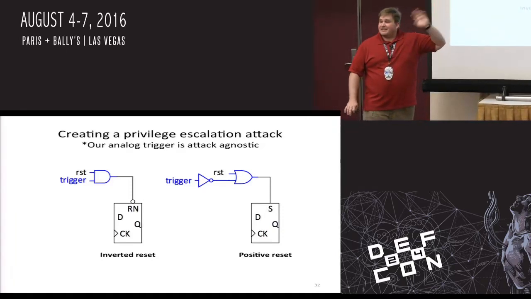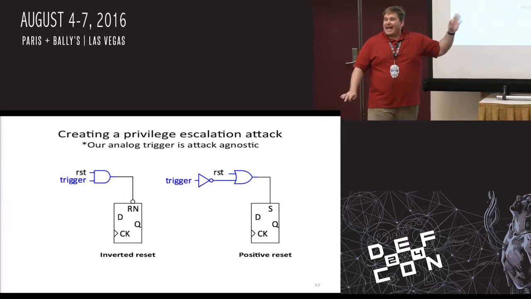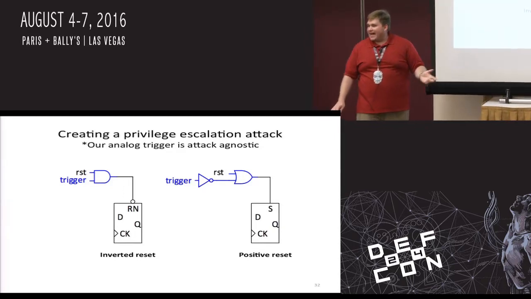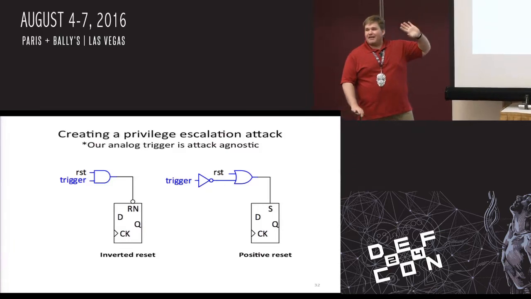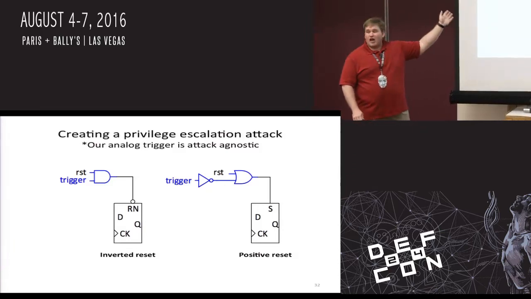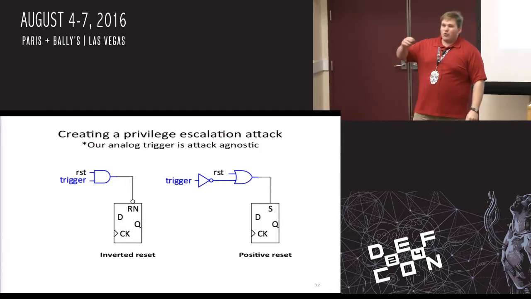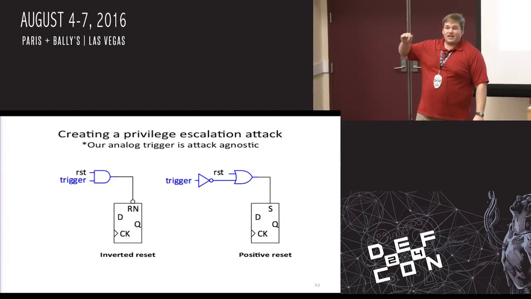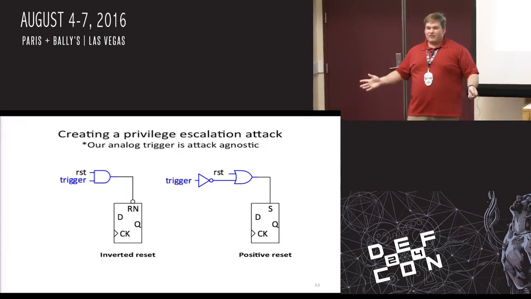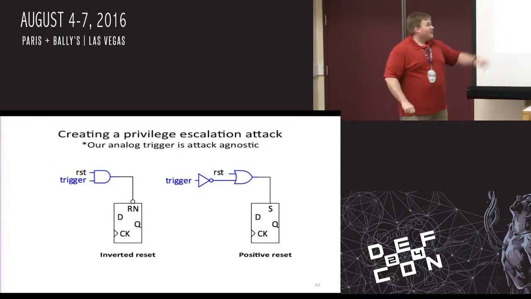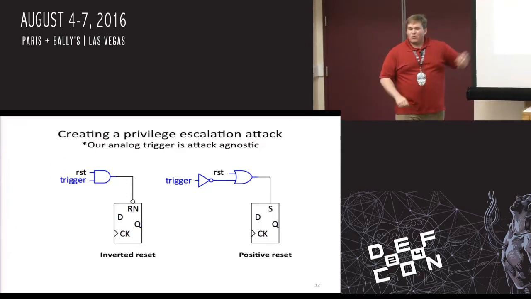The asterisk means our trigger is attack agnostic. We don't actually care what the attack is. In this case, we do something that most people can understand, which is called privilege escalation. So think, if you're on x86 land, you run in ring 3, and I want to go to ring 0 or ring -1, which some of you may not even know exists. This is the attack that does it.